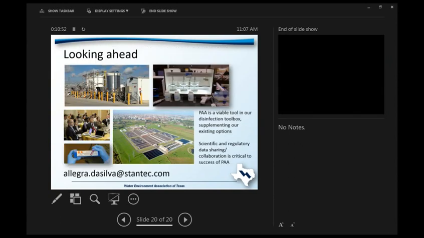Looking ahead, we feel that PAA is a viable tool in the toolbox. It supplements existing options. It's not always the right choice, but certainly is worthy of consideration. And this research and other research ongoing at utilities around the country is really driving towards furthering the conversation about PAA and hoping to make the regulatory and permitting processes smoother.